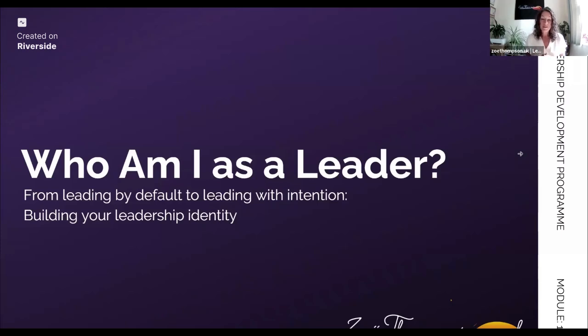Now, a lot of leadership development programs will jump straight into frameworks, straight into methodologies to help you to apply to your leadership approach. I'm going to take a slightly different method with this program, and we're going to start with you. We're going to start with who you are as a leader, who you are now, and who you are becoming, and who you want to be. How do you want to show up as a leader?